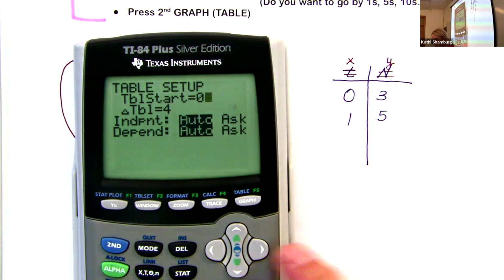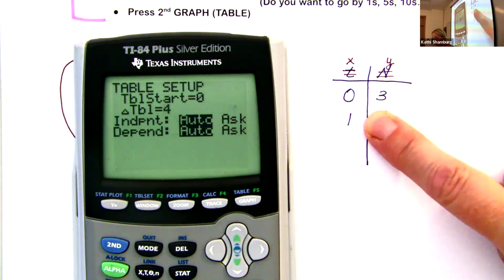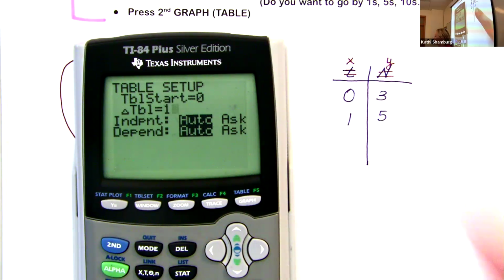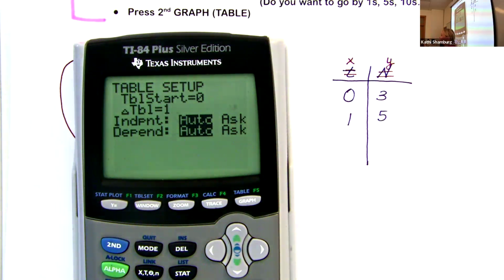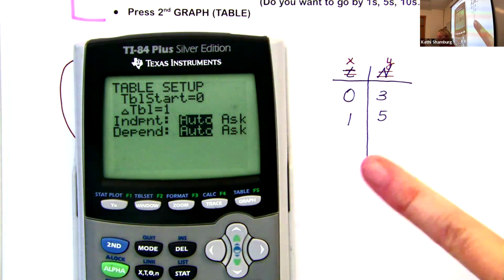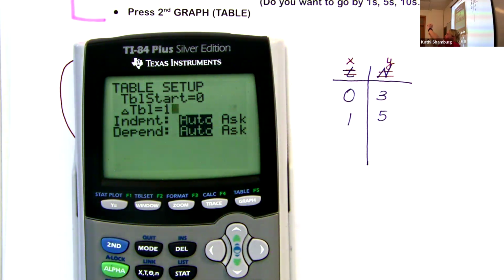And then you can push enter or down arrow. Change in table means what are you going to count by? Are you going to count by ones? Like I went 0, 1, so I'm going by ones. So I'm going to put a 1 in there. Depending on the problem, you might go by 2s or by 5s. That'll make more sense in a little bit, okay? But what this means is my table will start at 0 and then it'll go by 1s. So for the x value or the variable, we'll see 0, 1, 2, 3, 4, 5, 6, 7, like running counting.